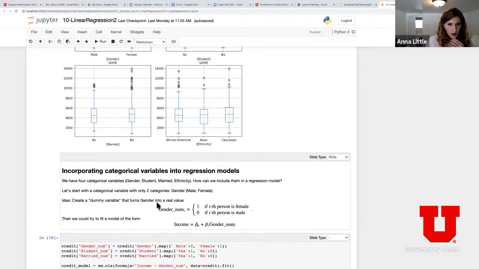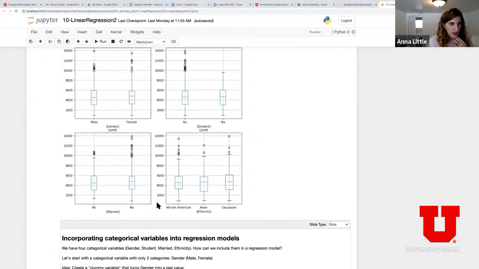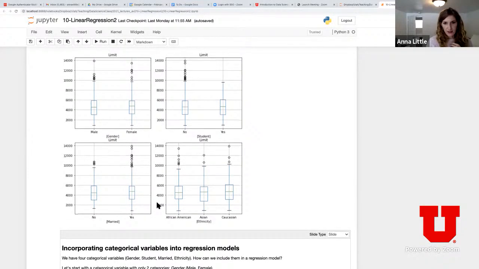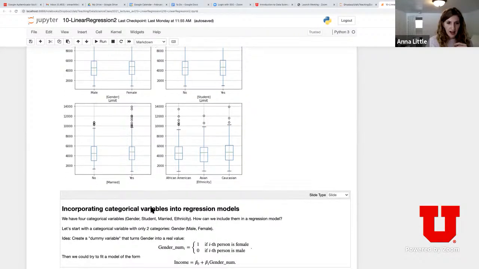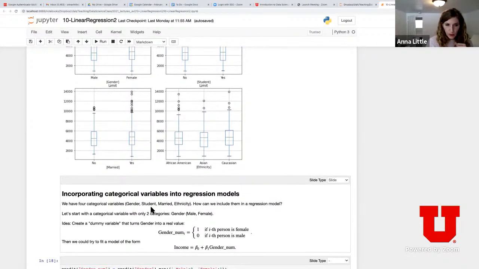All right, just glancing at these plots, it doesn't stand out to me that we see a really big difference between some of these groups in terms of credit limit. But in other cases, you might see a really strong relationship, and it can be very helpful to incorporate categorical variables into regression models. But how do you do that? How do you incorporate a categorical variable that's not a number into a regression model?